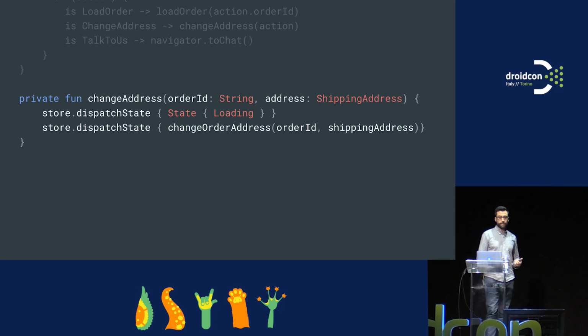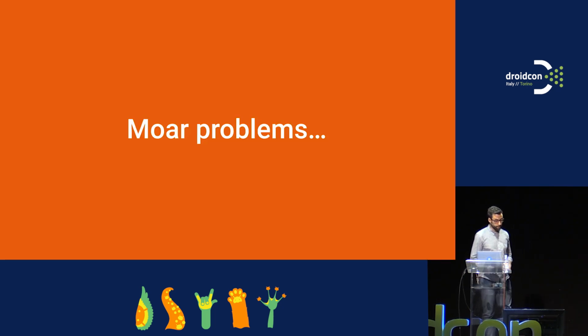But the problem here is we want to make sure that we can load. We want to display a loading state. And here, a coroutine only returns one value, right? So we're not going to be able to do it like this. To work around that, we need to dispatch two states from the view model. We have one for the loading and one for the actual action of changing the address. So this is not really optimal.